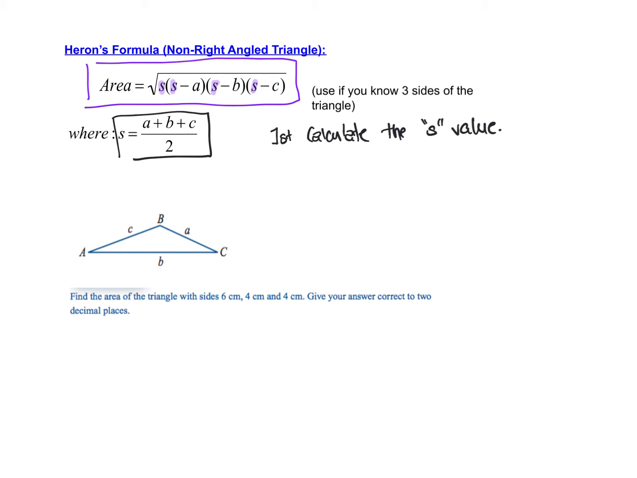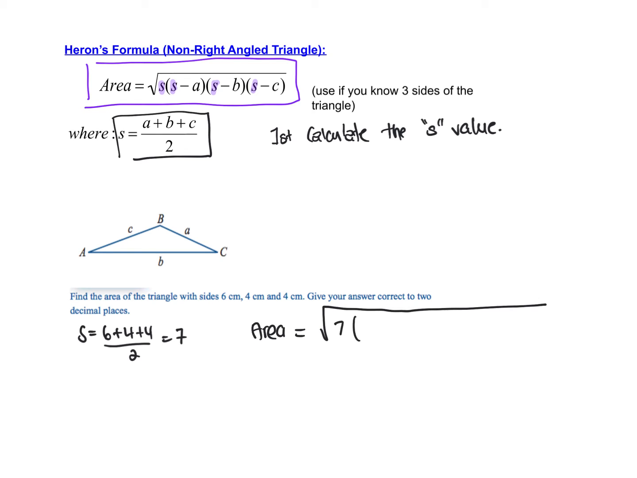So let's do this example down here. It says the area of a triangle with sides 6, 4 and 4, give your answer to 2 decimal places. So I've got all 3 sides, so I'd use Heron's formula. First I'm going to find S. I add up all the sides and divide by 2, so I end up with 7. So S equals 7. Then to find the area, I put that into the formula.